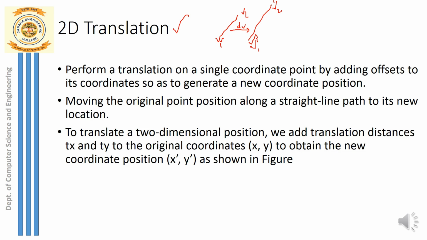V1 dash is nothing but V1, that is the old vertex, plus the displacement that you have given in order to move the object. Displacement is nothing but the distance which you need to add to the vertex. When I say a vertex, it contains an x coordinate and a y coordinate. So this new displaced vertex again has two coordinates, x and y. The x coordinate you obtain by adding the old x coordinate plus the displacement. The y coordinate of V1 dash you obtain by adding the y coordinate of the old vertex plus the displacement. So this is how you obtain the new translated vertex.